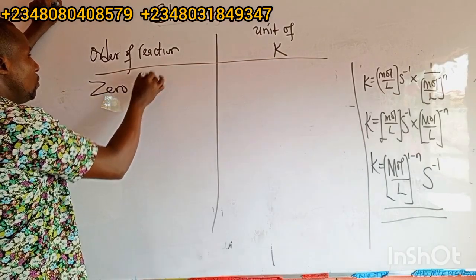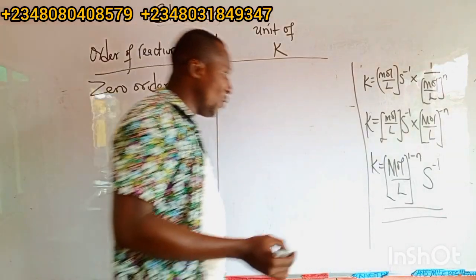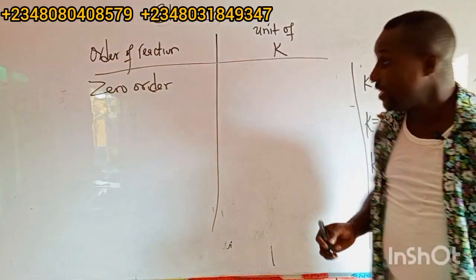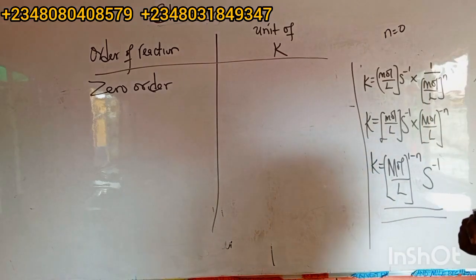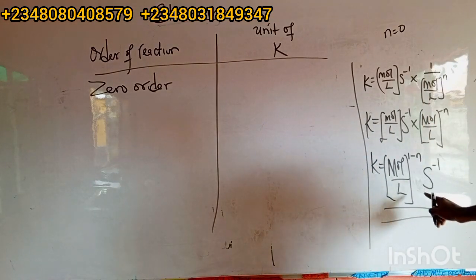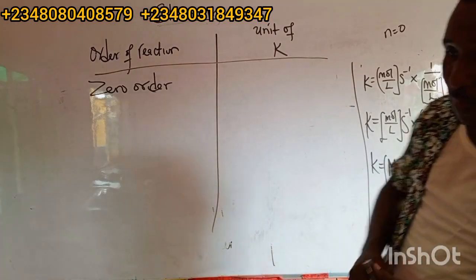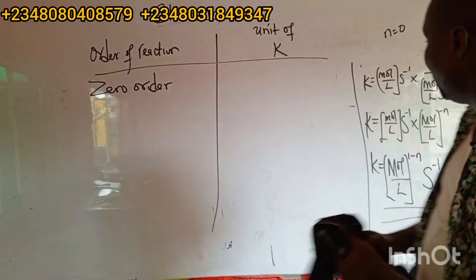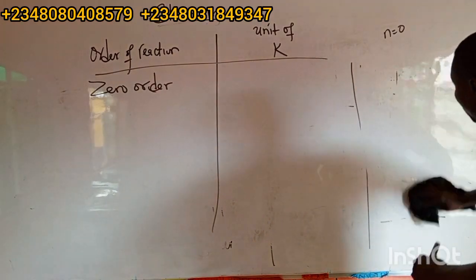Zero order. What is the unit of K in zero order? That means when n is equal to 0. If you use this formula, I hope you've written that formula. What is the unit of K in zero order?